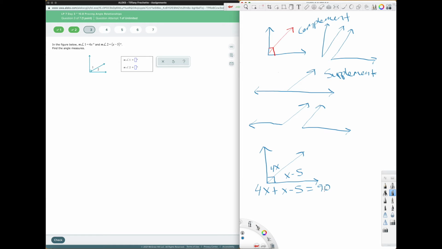This one's a 90 with that little square. So now I can combine like terms. I have 4x plus 1x, so that's 5x minus 5 equals 90. So now I'm going to start solving my equation.